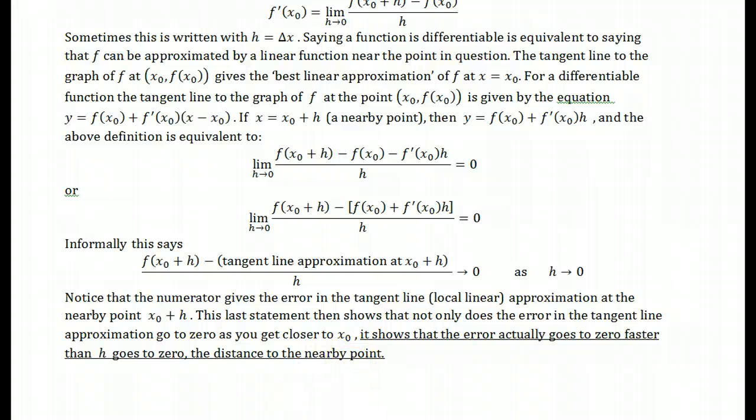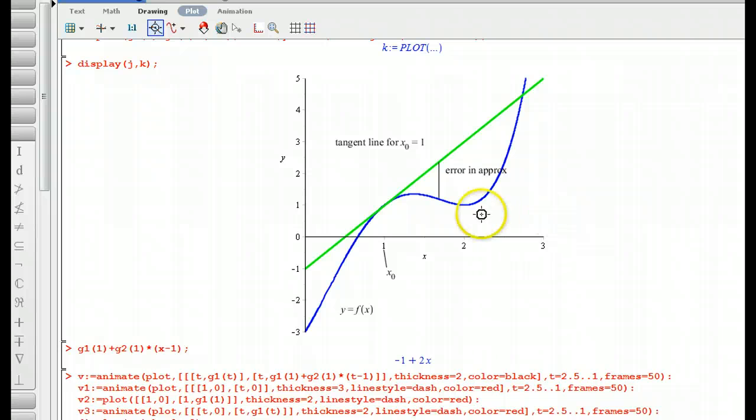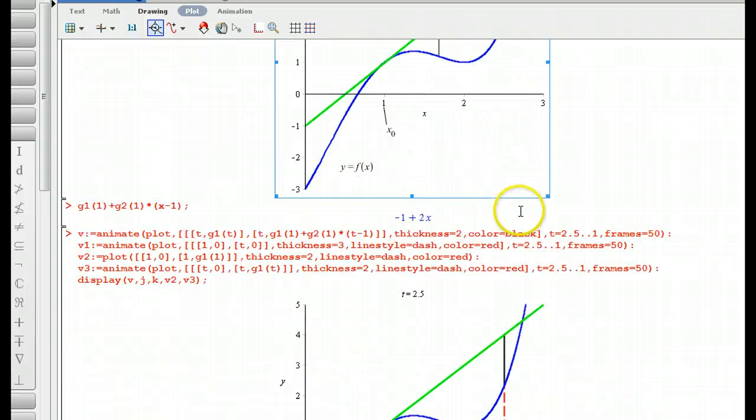Now, I've got an animation to show for that. So here's the picture, and here's the idea. This is your error in your tangent line approximation. At the nearby point at x sub 0 plus h, say, there's a value of your function. There is the value of the tangent line at that point. Here's your error in your approximation. As we go closer and closer to x sub 0, the fixed point, that error is going to shrink.